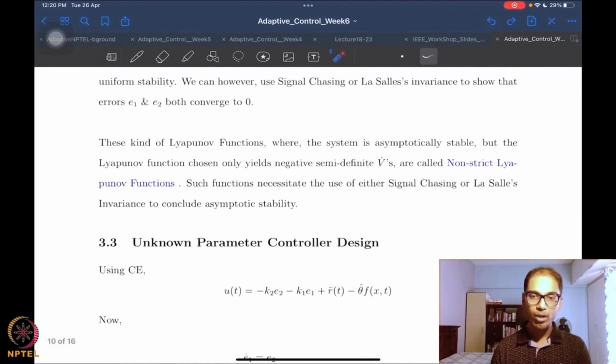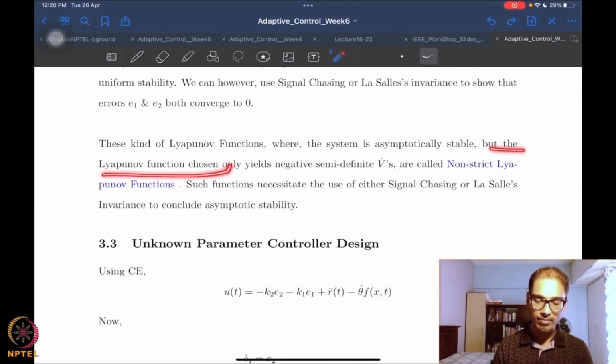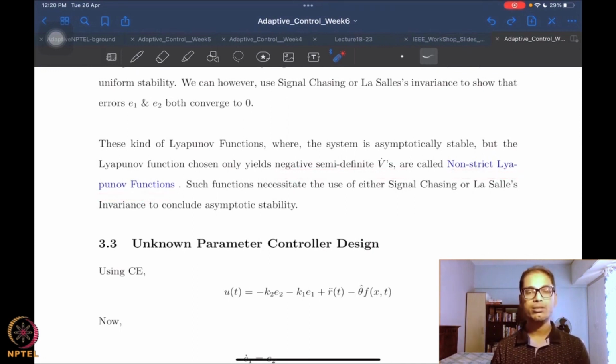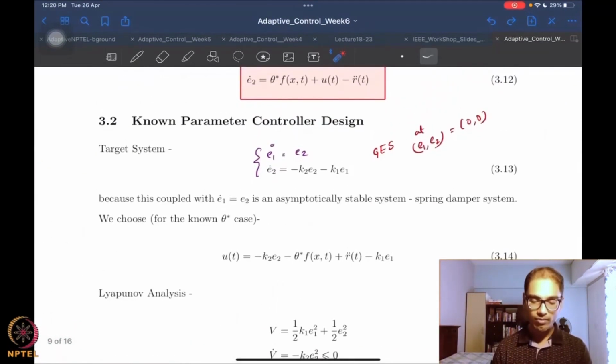So of course, there is some nice terminology here which gets used in nonlinear control theory often. These kind of Lyapunov functions where the system is known to be asymptotically stable. So the spring mass damper is in fact asymptotically stable. Yeah, it is well known. But the Lyapunov function that we choose to analyze the system yields only negative semi-definite V dot. It is called a non-strict Lyapunov function. Okay. So we know that the spring mass damper is asymptotically stable. It's in fact exponentially stable. We know that. You can even obtain this result by simply computing the eigenvalues for this linear system.